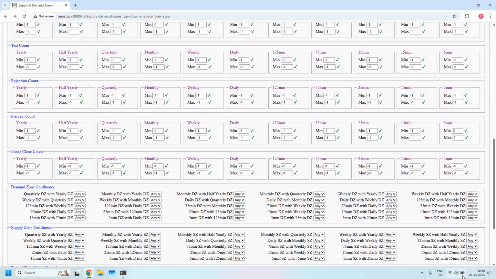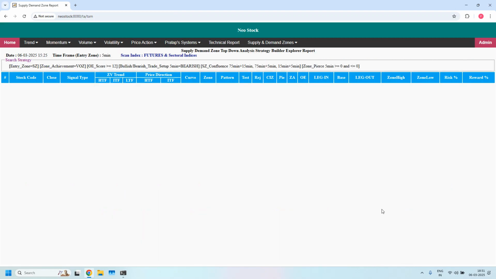So in the supply zone confluence, 3 filters we have to set. First filter is already enabled. Next 5-minute supply zone with 75-minute supply zone confluence. 15-minute supply zone with 75-minute supply zone confluence. With all the 3 filters, we don't have any HTF zone confluence supported stocks. So this is bearish trade setup for hourly income trade.